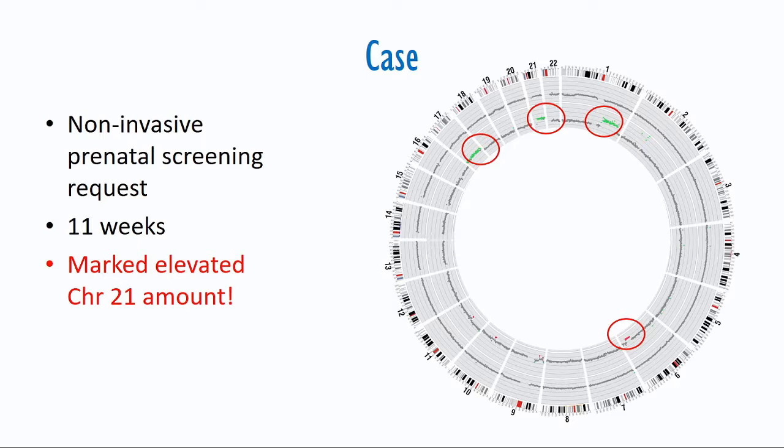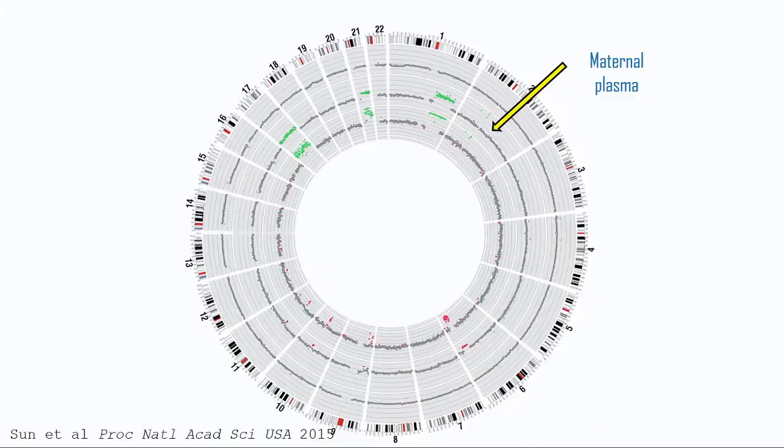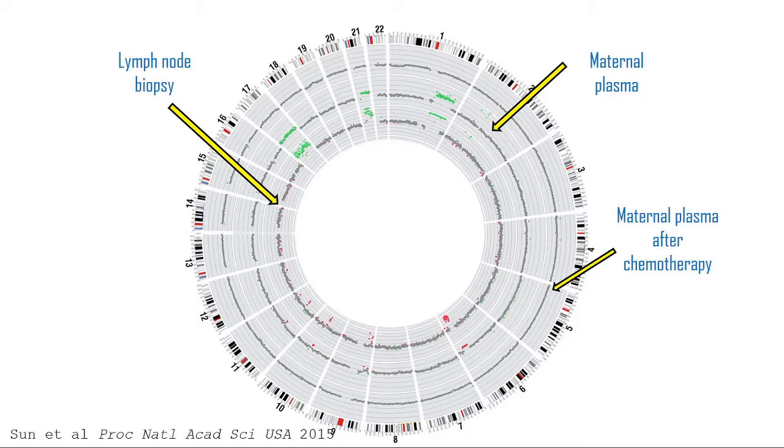But to prove it, I then spoke with the hematologist and said, can I have some of the biopsy material that you have taken from the lymph node to analyze with my technology? And so we got the lymph node biopsy, and you can see the data. It is identical to the maternal plasma data that we analyzed. That confirmed that the abnormalities we saw were not from the baby, but from the follicular lymphoma. Unfortunately, that woman had to terminate the pregnancy and then went on to have her treatment.